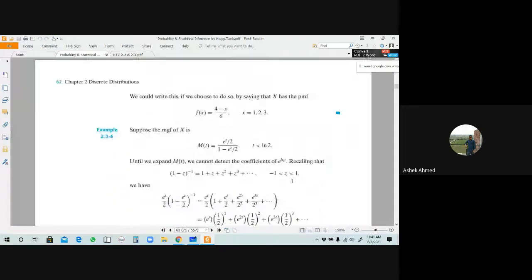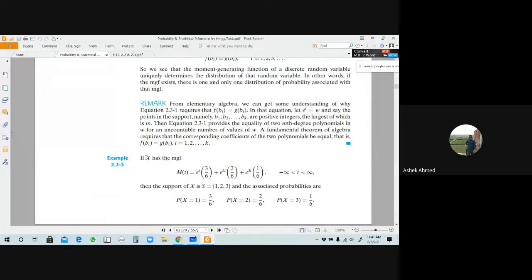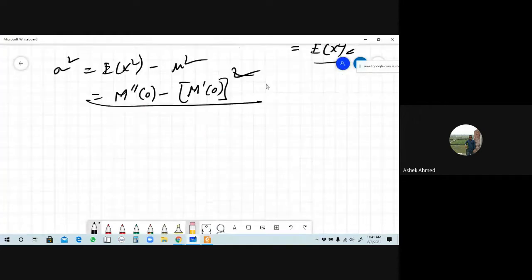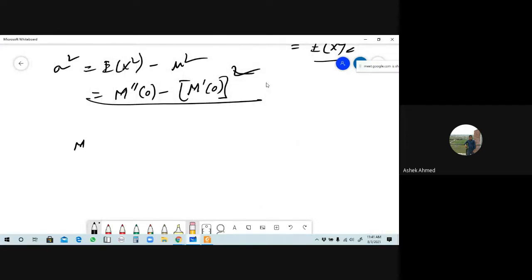Now we will discuss the previous problems here. X has a moment generating function, that is m of t equals e to the power t into 3 by 6, plus e to the power 2t into 2 by 6, plus e to the power 3t into 1 by 6. From here, tell me, this is given as m of t, the summation of e to the power t into 3 by 6 plus e to the power 2t into 2 by 6 plus e to the power 3t into 1 by 6.